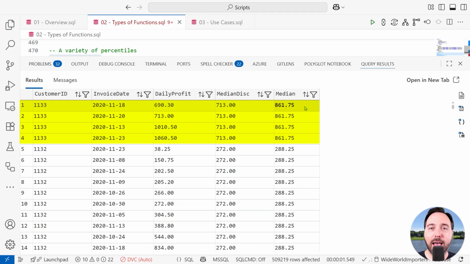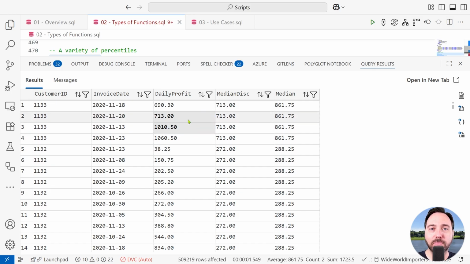As I mentioned, if we have an even number of records and we want to calculate the median, we take the middle 2 values, sum them up, and divide by 2. Here, customer ID 1133 has 4 dates with sales, so we take the second and third values. Those are $713 and $1,010.50 respectively. Sum them up and you get $1,723.50. Divide that by 2, you get $861.75. By contrast, the discrete median takes the smaller of the 2 values and thus returns $713.